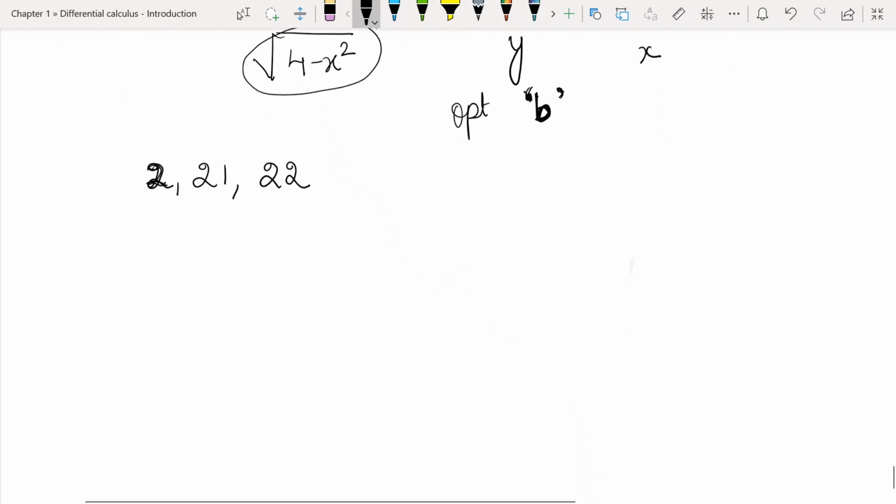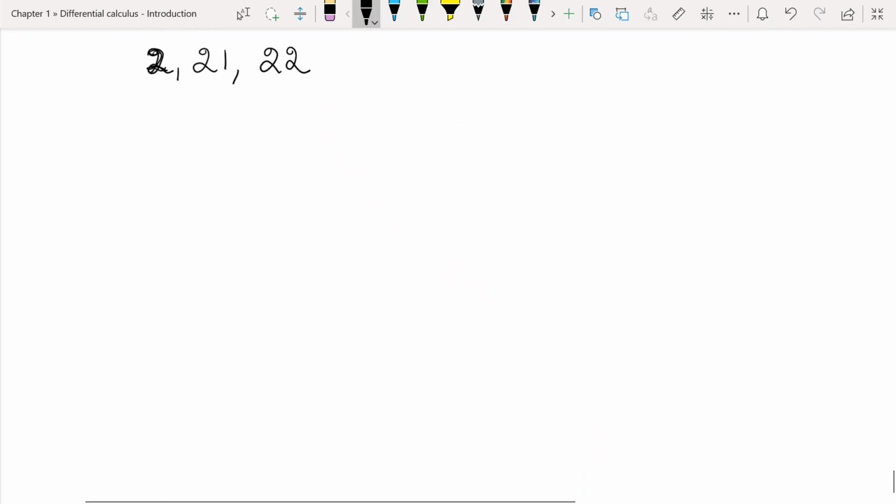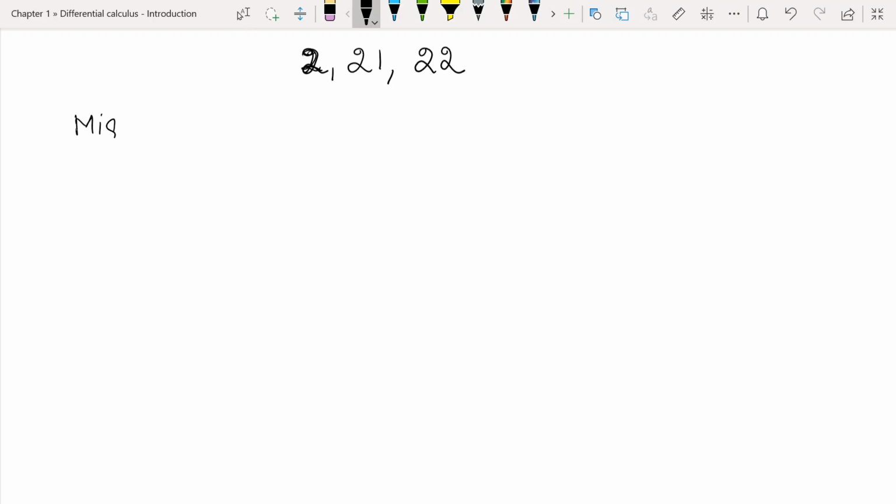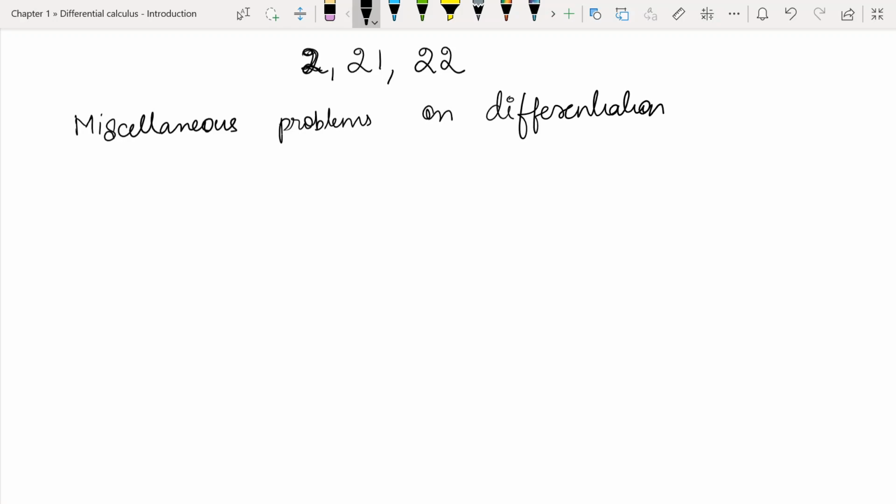Hello friends, welcome to our lecture 9 on differentiation of other miscellaneous problems. We are going to give the heading to this lecture as miscellaneous problems on differentiation. In this lecture, we are going to look at question number 36, 37, 38, 39, these four questions and question number 41. So keep your textbooks ready.